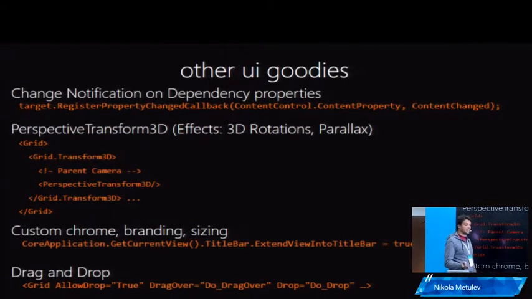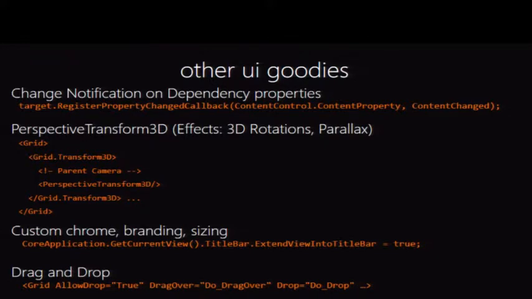We've added many other goodies that I'm not going to go into because of the lack of time, but there are many things we've tried to make easier for you as developers within the XAML platform. One of the most requested things is to get a change notification on a dependency property. Right now, to get a simple change notification, you have to implement INotify and many different things, and write a lot of boilerplate code. Now you can just get an event when a dependency property changes, really easily.